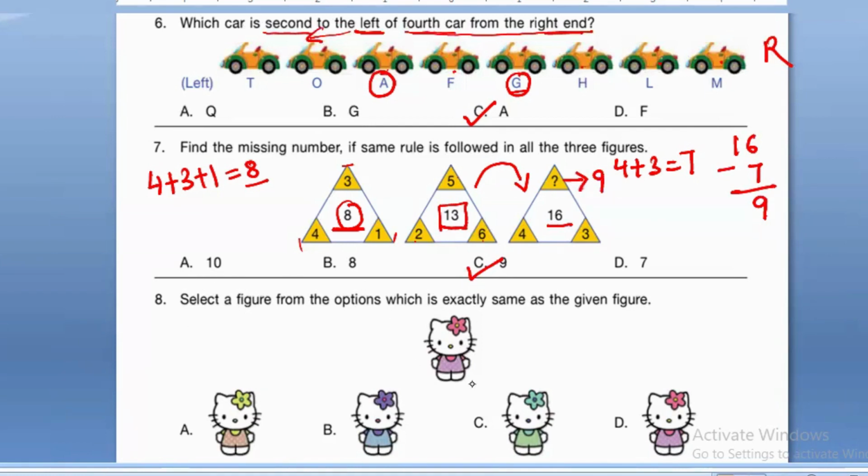Now here you need to find the figure which is exactly the same as the given figure. Okay, let's go through the options first. Option A, you can easily see the color is different from the given figure. Option B also has a different color, so option B cannot be the answer. Now let's move to option C. Option C also has a different color, so that also cannot be our correct answer. Now let's move to option D. In option D, we can see the image has the same color. So option D is the correct answer. Understood? Okay, let's move on.